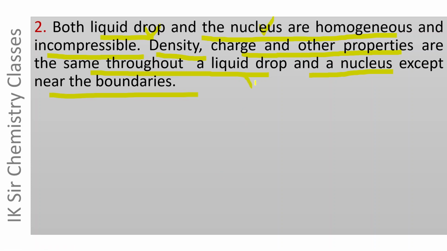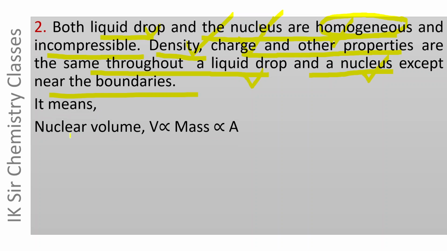Both in the liquid drop and in the nucleus, density, charge, and other properties are uniform, and hence the nucleus and the liquid drop are homogeneous. However, the properties near the boundaries vary from that in the bulk. The surface properties are different from the bulk properties in both liquid drop and the nucleus.